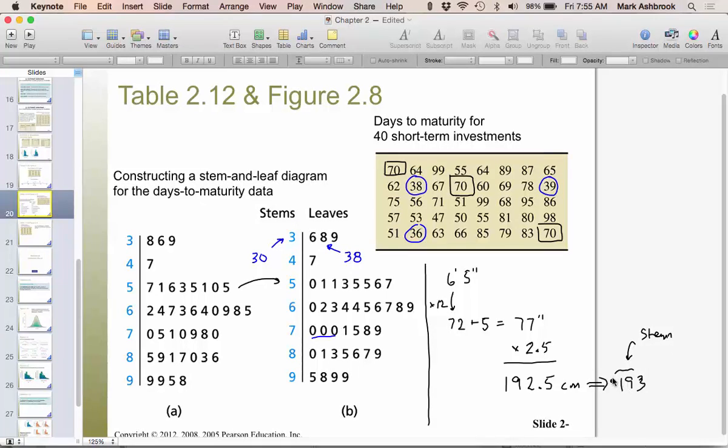So the stem is always going to be all the numbers except the last one. And then the last digit would be the particular leaf for mine. So everyone find your height in centimeters. You're going to multiply your feet by 12, add that additional number of inches, multiply by 2.5, and round the result. So take a minute to do that, and then we'll go around and get all our heights in centimeters. Okay, go. Everyone's getting your height in centimeters. Everyone got a calculator?